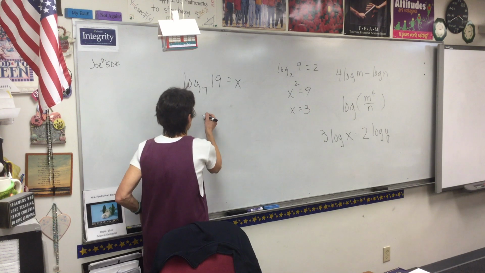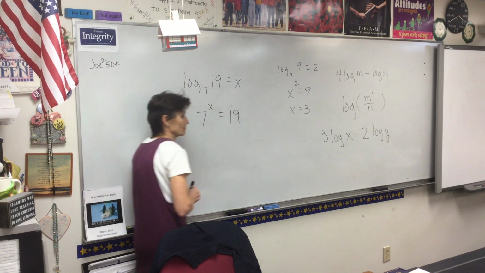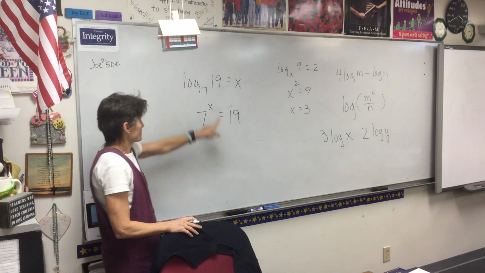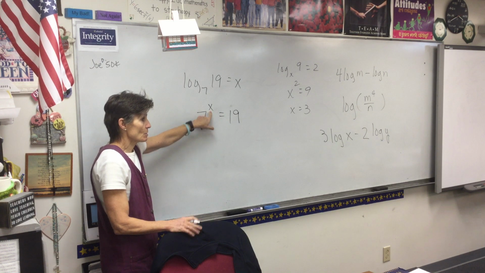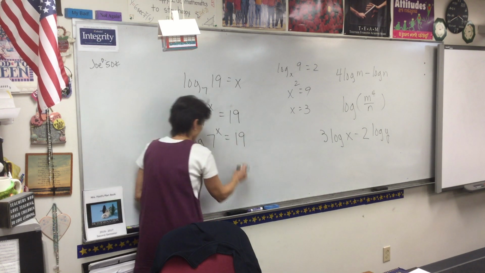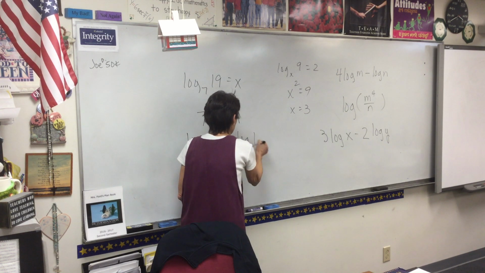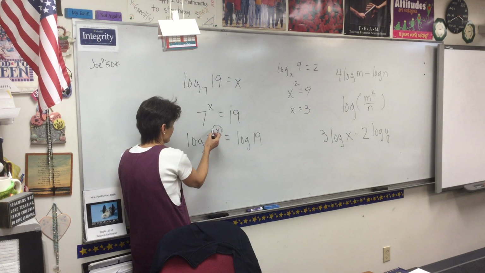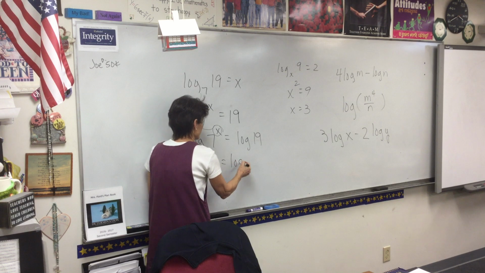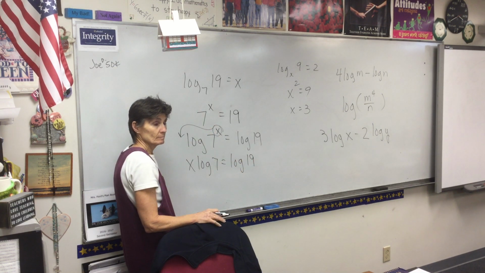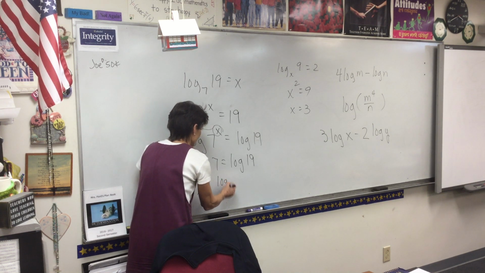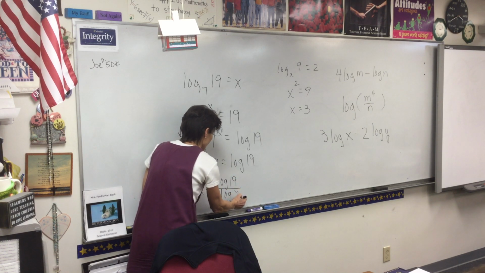So the work you're gonna show is 7 to the x equals 19. Loop-de-loo, right? Now, see where that variable is? So we're gonna log both sides. And what's gonna happen to this exponent then? Take them out. So x log 7 equals log 19. So x equals the log of 19 divided by the log of 7.